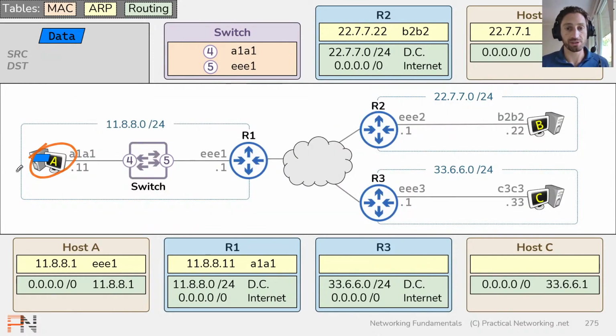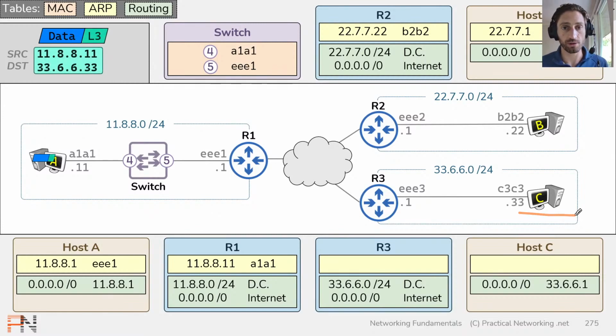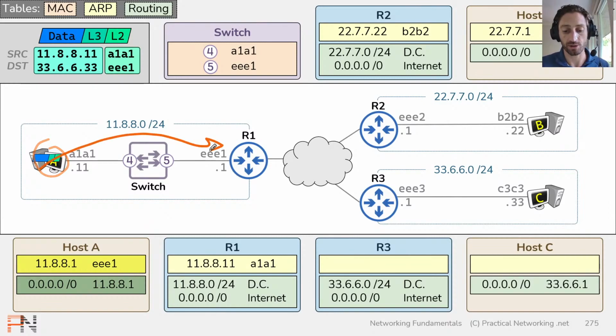So now host A is going to try and send this data to host C. Just like before, it's going to throw a layer 3 header onto that data. That layer 3 header is going to include the source IP address of host A and then the destination IP address of host C. Then host A will take a look at its routing table to determine that this packet needs to be delivered to router 1's IP address. And since host A already has the ARP entry for router 1, it can use that same ARP entry to create the layer 2 header that'll take this packet to router 1.